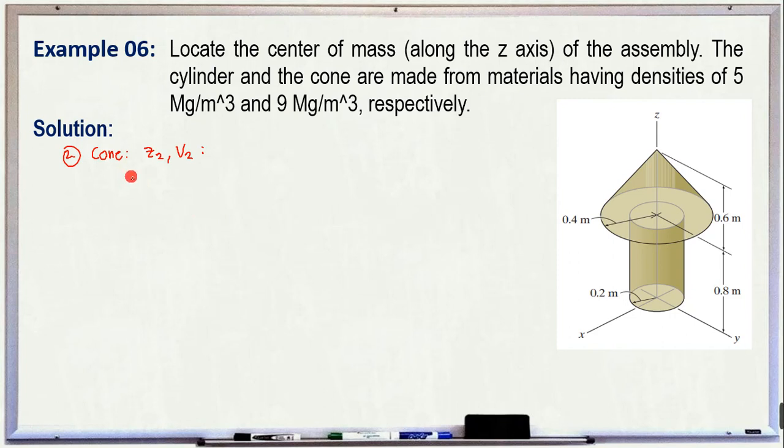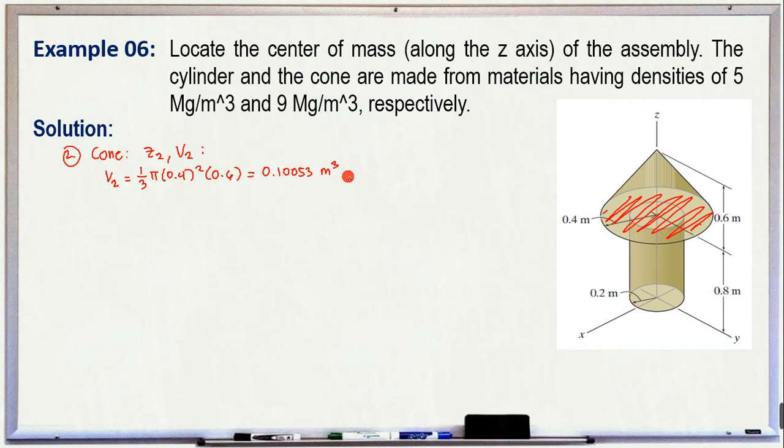For the volume, we have here V2. V2 is equal to, again, 1/3 times area of the base. The base area is this one. So that is 1/3 pi times 0.4 squared times the height of this cone, which is 0.6. So the answer here is 0.10053 cubic meter.